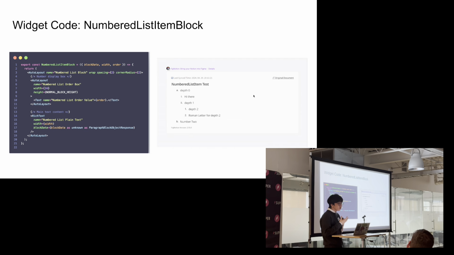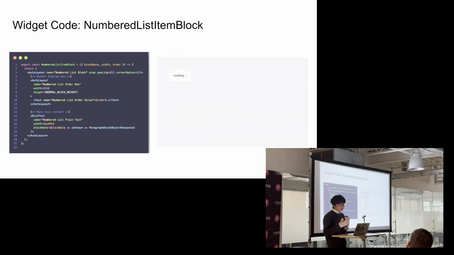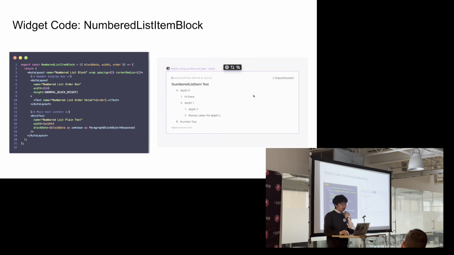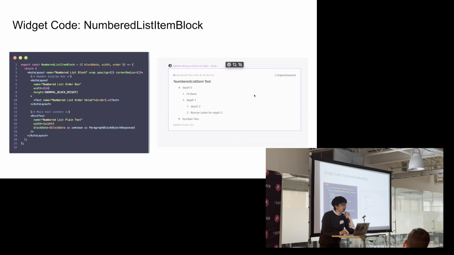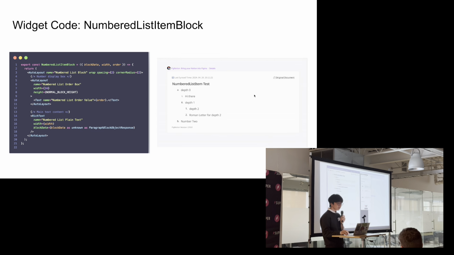And this is the code for one of the block types of Notion, the numbered list item block, that I implemented. I created the UI I wanted by combining basic components provided by the Figma Widget API. After many trials and errors, I was able to render Figma components similarly to Notion using Notion's block data.